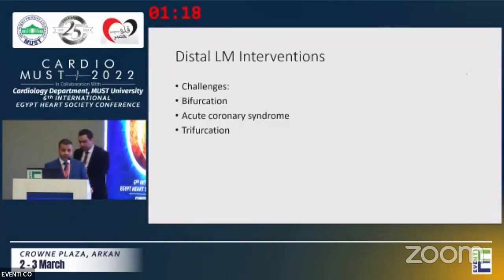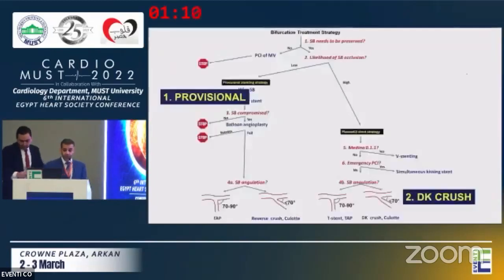What about challenges in distal left main interventions? Either it's a bifurcation or trifurcation, or when having an acute coronary syndrome. This slide is very, very important. It covers most of the techniques used in left main interventions, as we can see. If you are not afraid of side branch occlusion, you can go directly for provisional stenting, and this shows the best outcomes.